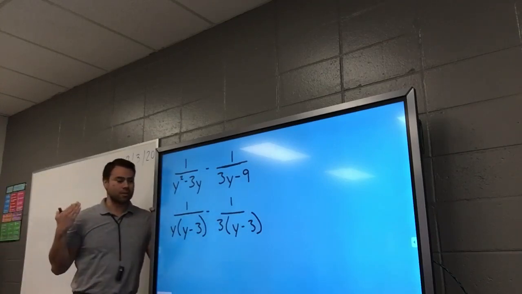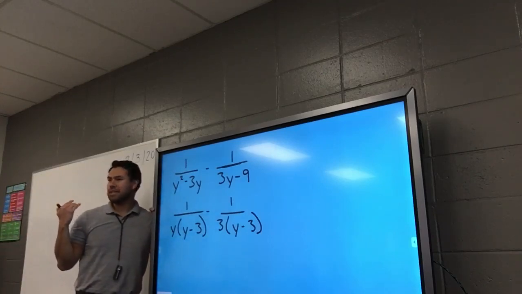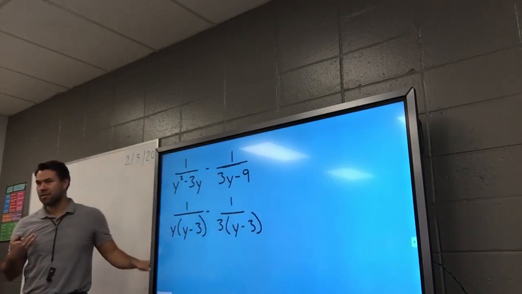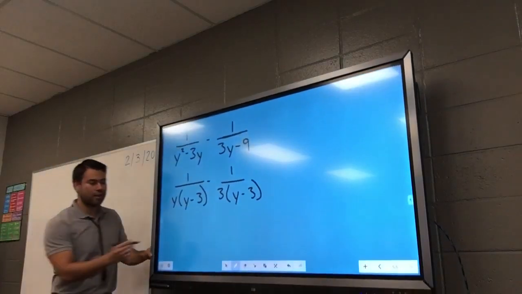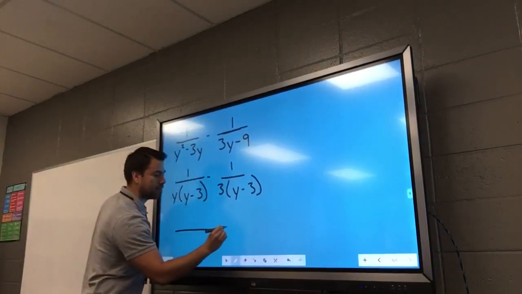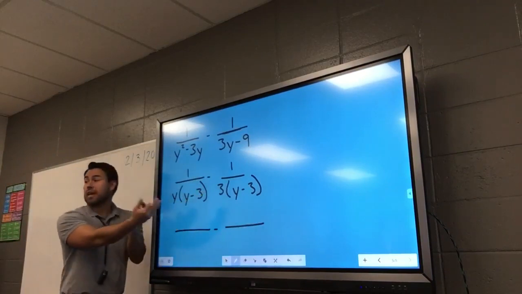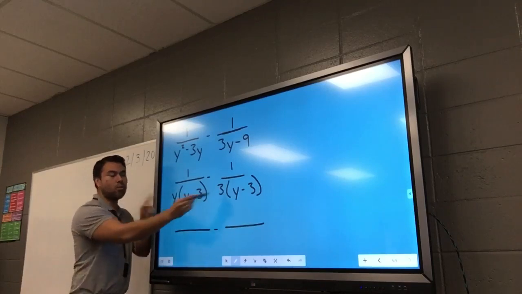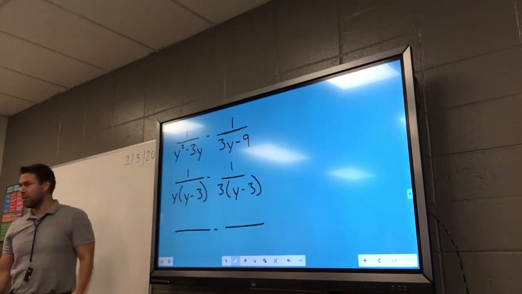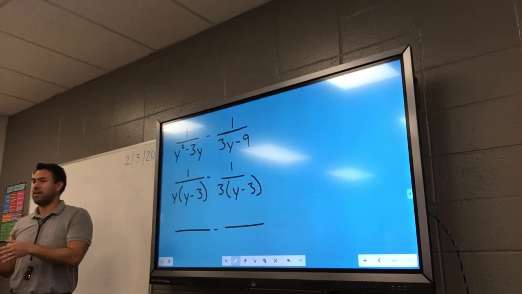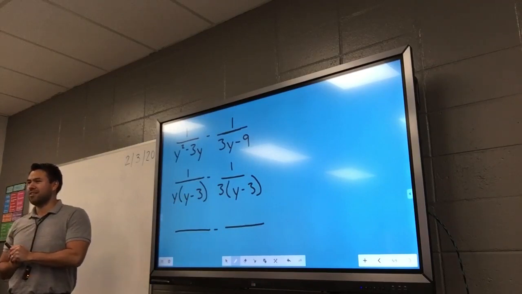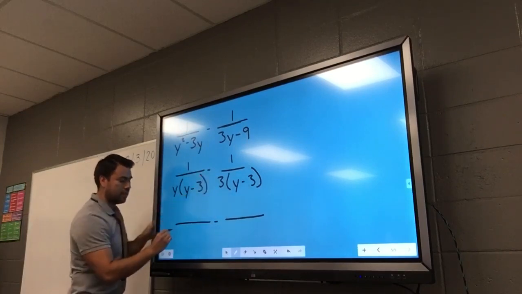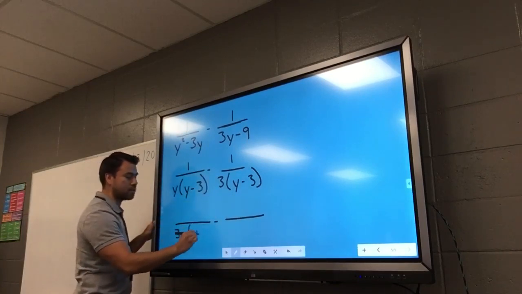I'm gonna work with you on this one. Would you agree that the LCD includes y minus 3? Like, is that common to both of them? Yeah, y minus 3 is common. That's part of it. But looking at just the numbers outside, what would be the LCD of just 3 and y? What's the LCD of 3 and y? 3y. So here's what my LCD is of everything. It's 3y times y minus 3.